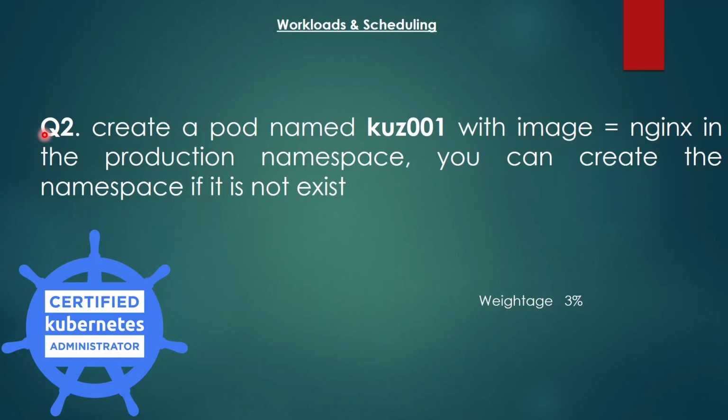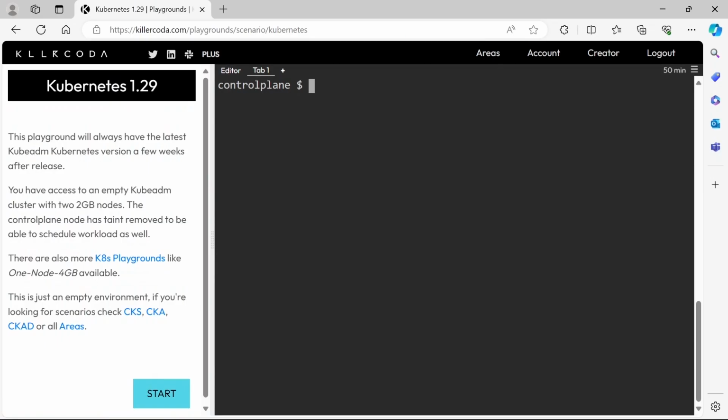The second question in this series is to create a pod named KUZ001 with image nginx in the production namespace. You can create the namespace if it does not exist. The weightage of this question is 3%. This is also a straightforward question. Let's go to the cluster.